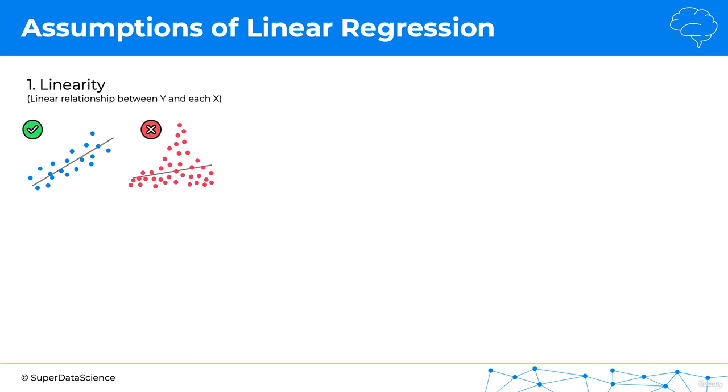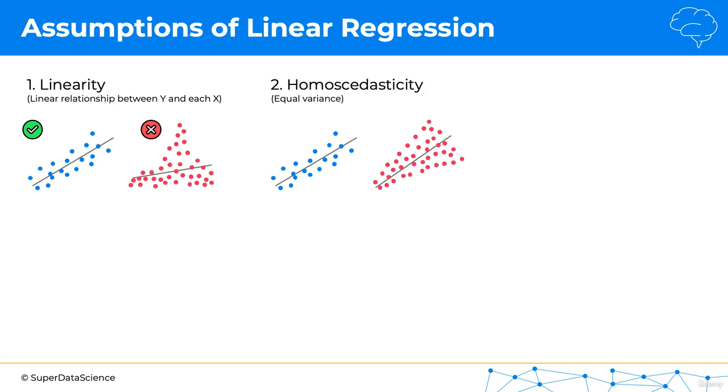The second assumption is homoscedasticity. And even though it sounds like a complex term, it actually simply means equal variance, meaning that you don't want to see a cone type shape on your chart, whether an increasing cone or a decreasing cone, which would mean that variance is dependent on the independent variable. So in this case, we wouldn't use a linear regression either.